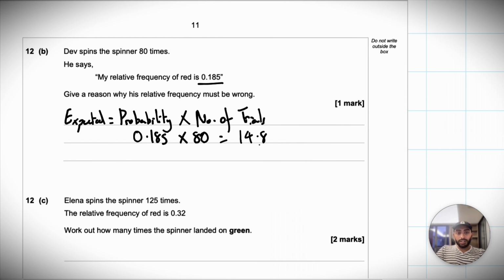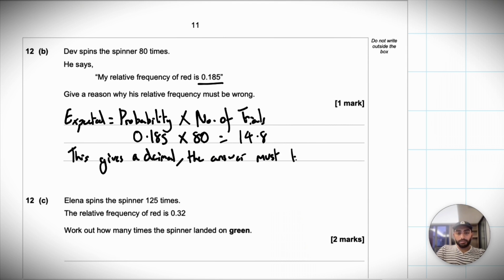This doesn't really make sense, because if he's spun it 80 times, he needs to have an exact amount of spinning it red. He can't have part of an amount. He's got 14.8, which is a decimal. So this would be wrong, because this gives a decimal answer, and the answer must be an integer.